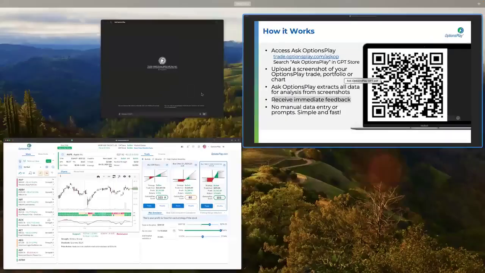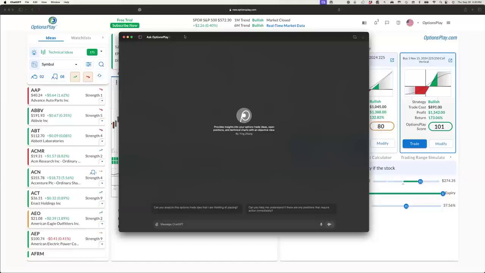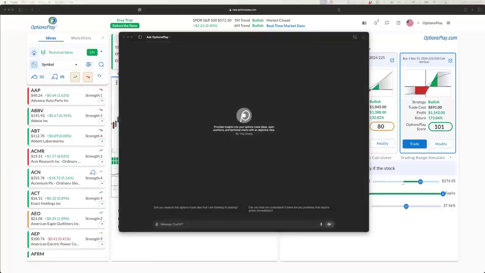I've already gone to the Ask Options Play GPT in the ChatGPT store, and as you can see, it'll give you a few different prompts that you can use already. Those are pre-built for you, so you can basically copy them. But I just want to show you some of the setups that we already have. So the first thing, let's look at some trades. Let me just pull up some screenshots that I already made this morning, just so that we can have this easily done. I just want to make sure I'm using the right one.